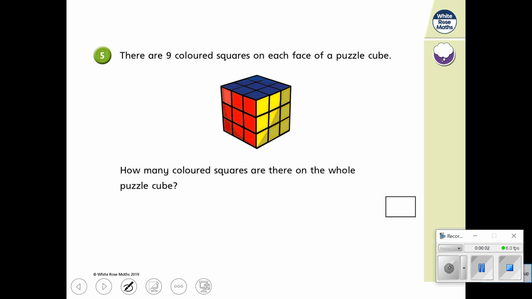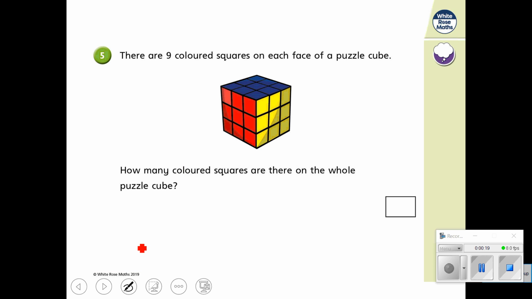It is Wednesday the 3rd of February and we are on our 9 times tables. I know a lot of you like those, but you know all sorts of little tricks to remember them. So the worksheet is multiply and divide by 9, and we will start on question 5 today.